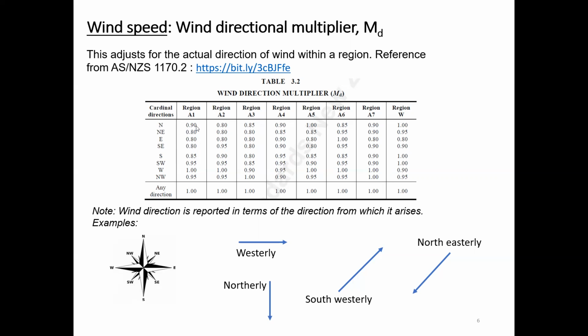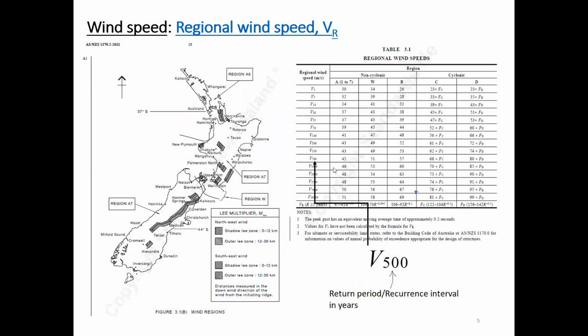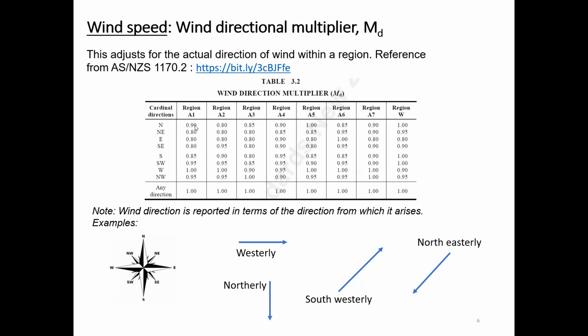Now this differs for every region, A1, A2, all the way to A7. So if we're in region A1, say, whatever value we get from here, we can reduce it by 10% if the wind's blowing from the north, if it's a northerly wind. If it's a southerly wind, we can reduce it by 15%.